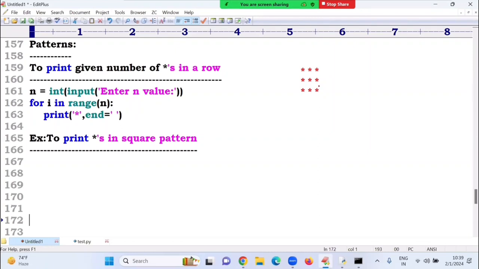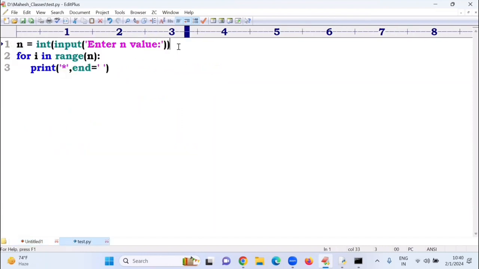What to do? What changes are there? Sir, here. Assume that n value 3. For i in range of 3 means the value should be 0, comma 1, comma 2. So loop will be running how many times? 3 times loop is running.